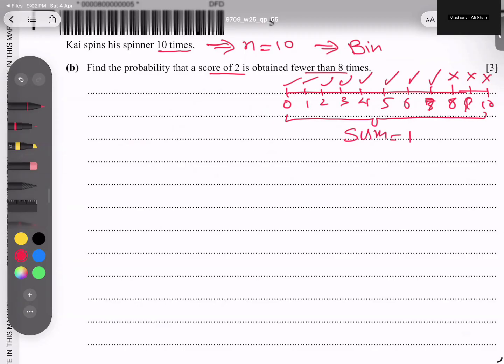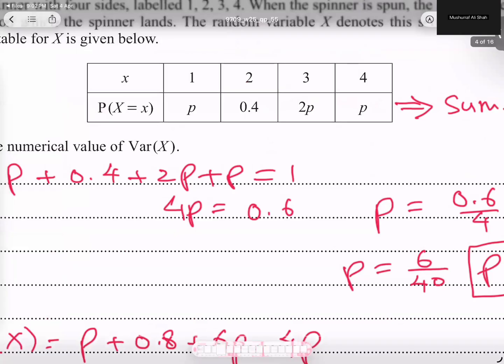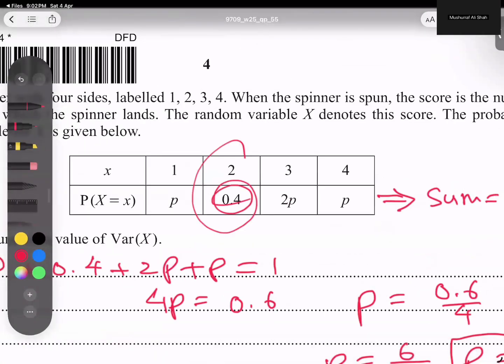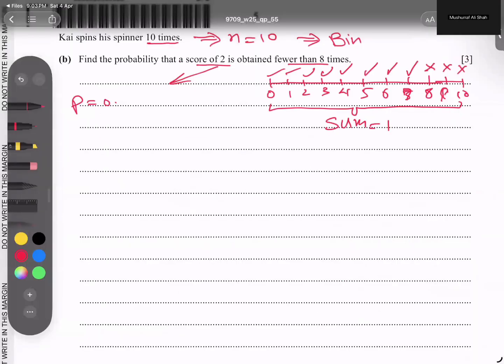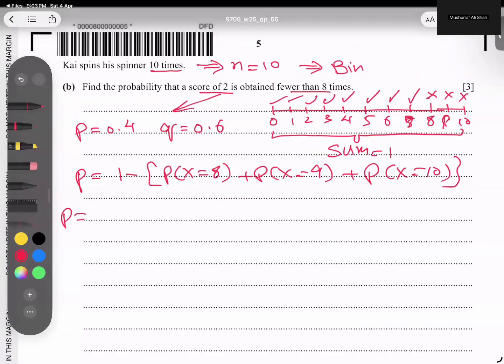So it means a score of 2. And what's the probability of a score of 2? We can go back and see the table. The probability of a score of 2 is, we can see clearly, 0.4. So 0.4 is the probability of 2, and Q will naturally be 1 minus 0.4, which is 0.6. And students, basically, I need the probability of 8, 9, 10. So 1 minus the probability x equals 8 plus x equals 9 plus x equals 10. Because we have the n value given, I'm going to use the binomial probability 3 times.